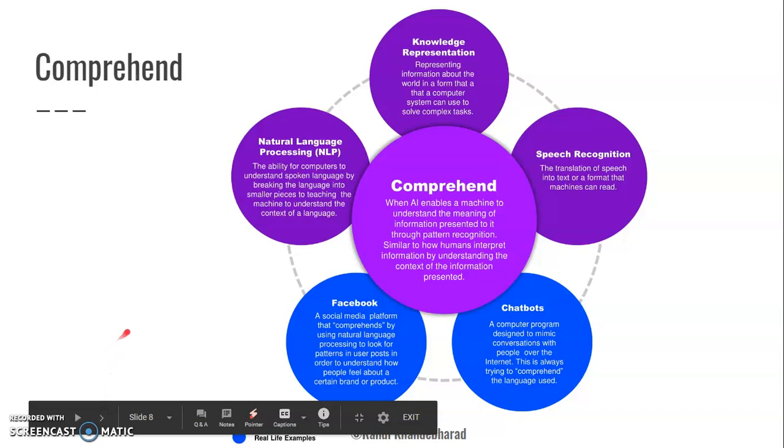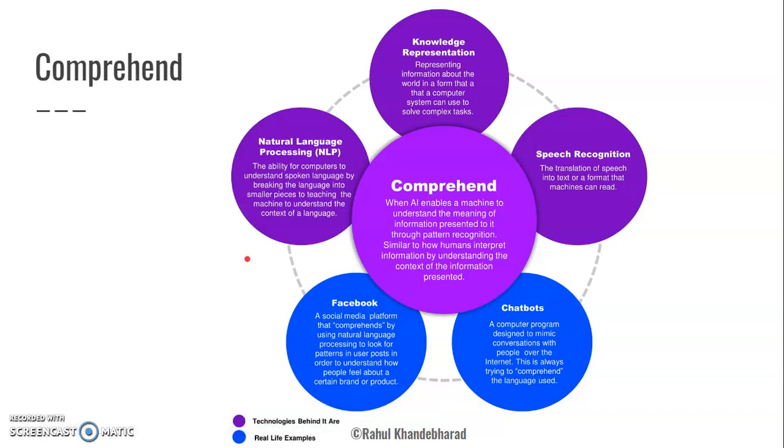So when an AI based machine is also enabled with the power to comprehend. Comprehend means it can understand the meaning of information through pattern recognition. For example, in natural language processing, if you spoke something, it can understand in what context you spoke. Were you angry? Were you happy? Or were you normal? So this is how it can understand. It just breaks the sentence into words and tries to understand the thing word by word. Here it is also used in speech recognition, knowledge representation.